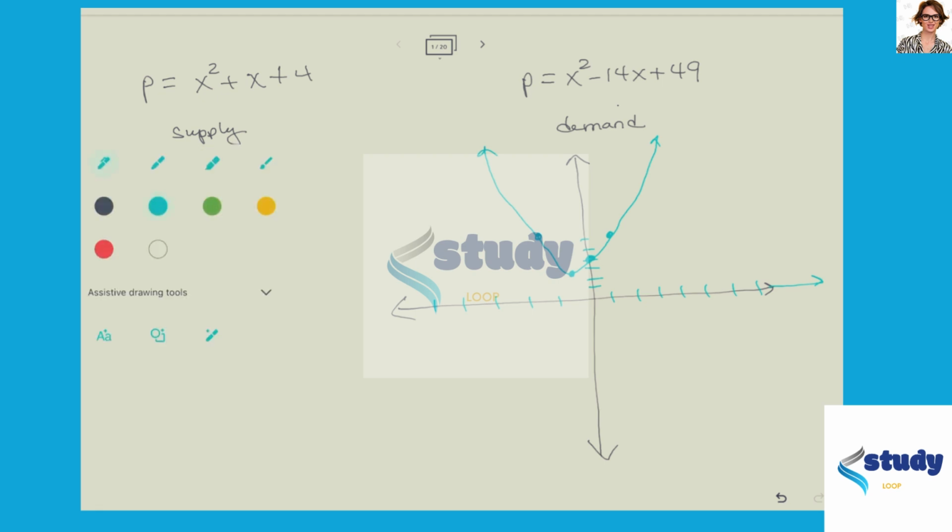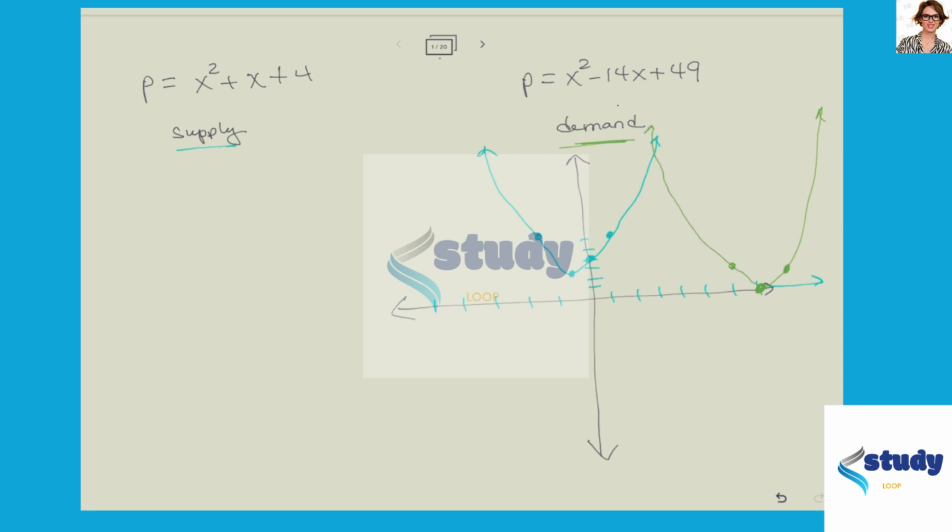And then if I want to graph my demand function, that vertex is just going to be at 7, 0. So I'm going to be right here. And if I pull up points, I know I'll be at 8, 1. And I'll be at 7, 1. So that one's going to open up like that.